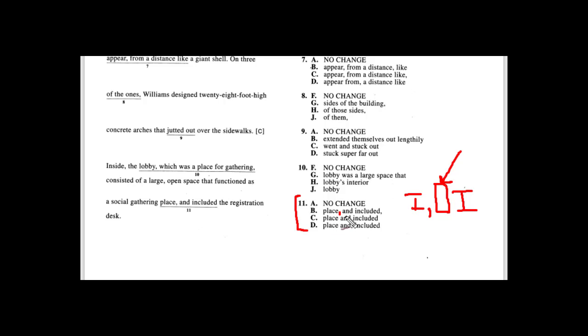All right. So here you see there's a fanboys, and here you see that there's a fanboys. So simply just checking the back end here and the front end to see if there's an independent. We're going to have an independent on the front here for sure, but on the back end it says including registration desk. That's a dependent clause, so that doesn't work. So B is out and A is out as well.